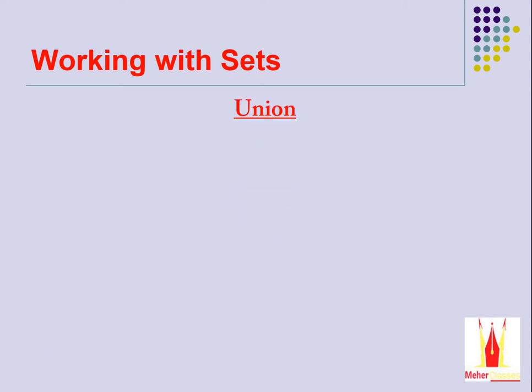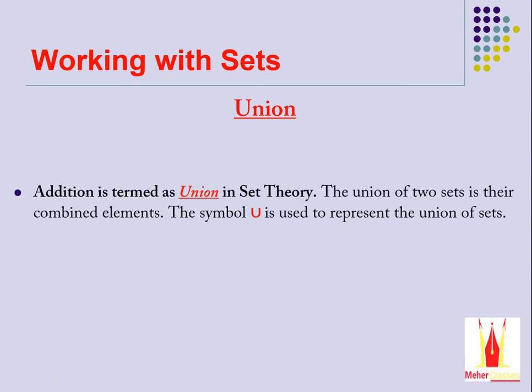So let's talk about union. Union in general is the addition. When you want to combine the elements of two or more sets into one, that becomes a union of the sets. It is represented as U. So let's take an example.